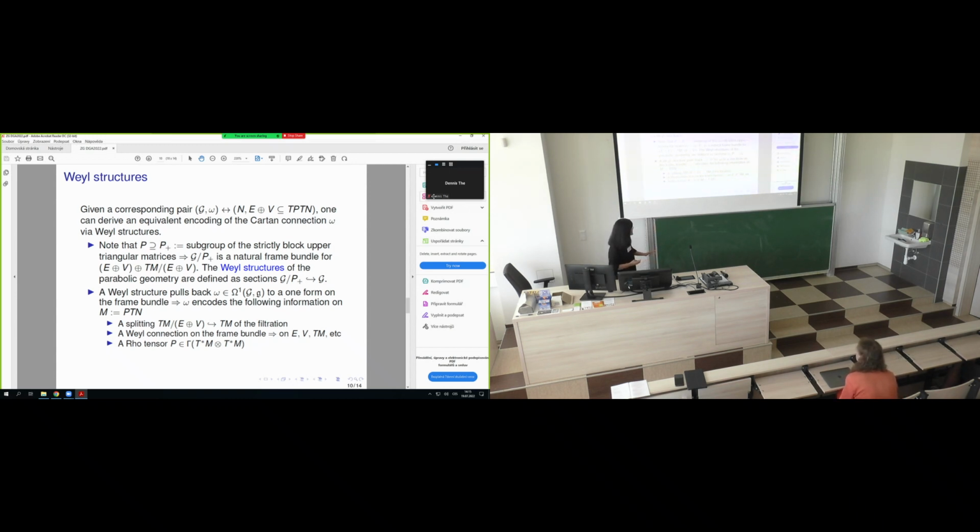And whenever you have such a section, such a Weyl structure, then the Cartan form pulls back to the frame bundle, hence can be equivalently encoded in terms of objects down in the manifold, namely in terms of a splitting of the subbundle E plus V, hence a lift of this quotient back into a subbundle of TM, and the principal connection called Weyl connection on the frame bundle, hence a linear connection on any associated vector bundles, and a 2-tensor field on the manifold.